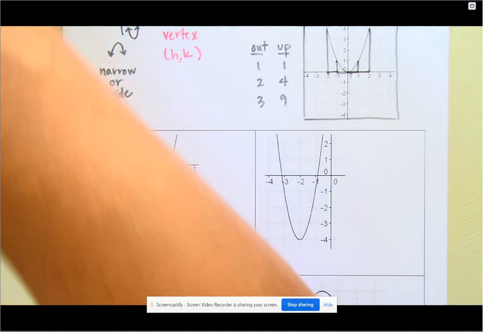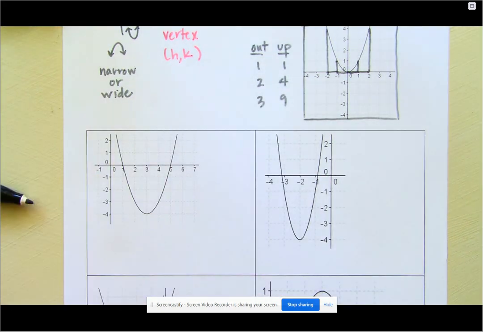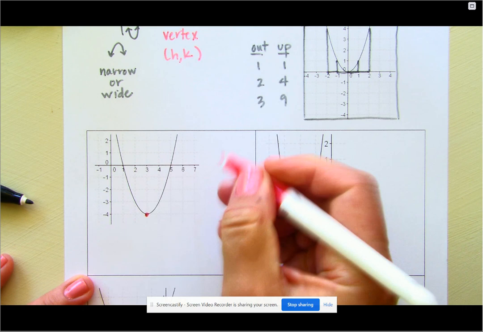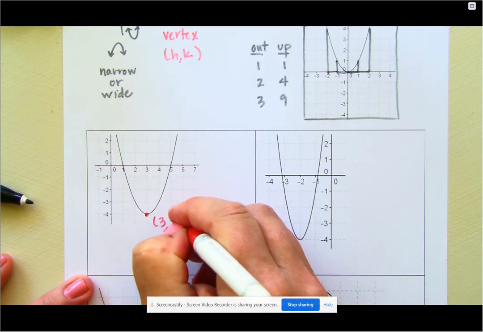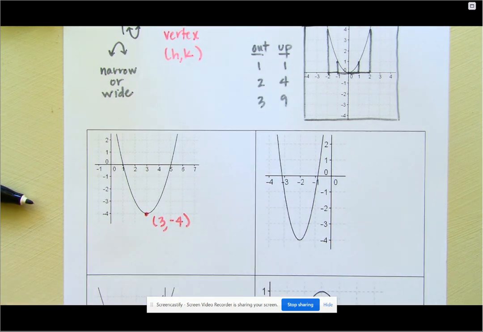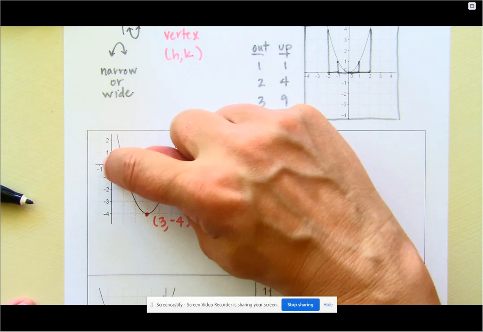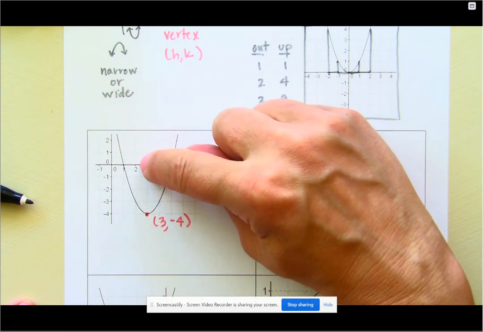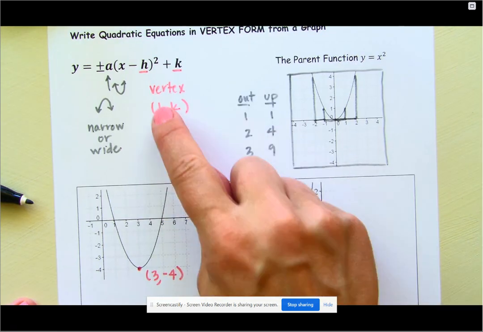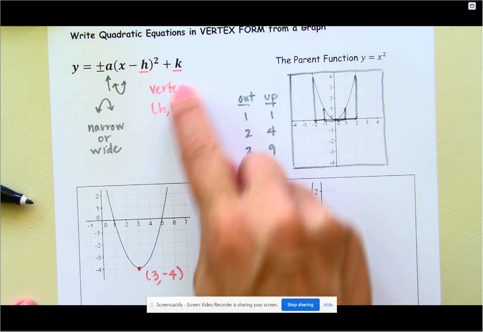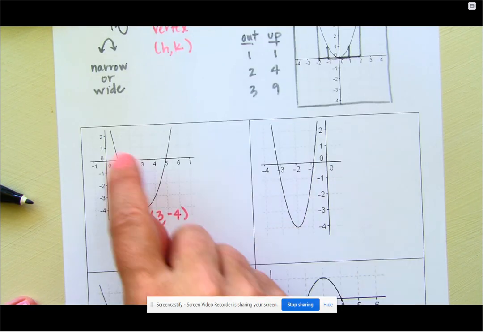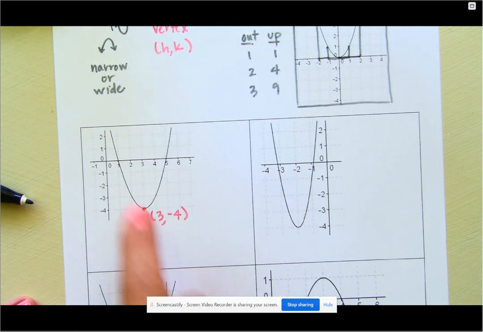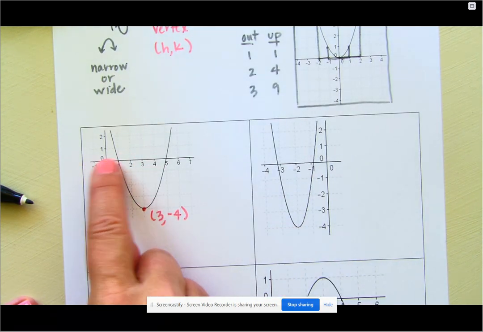So if we look here, let's just say the vertex is 3, negative 4. Okay, so the vertex is going to be important for sure. And then you can also say it shifted 3 to the right from the parent function and 4 down. We know that that is movement with the h and the k. We also can describe it as a transformation, and specifically a translation, 3 to the right, 4 down.